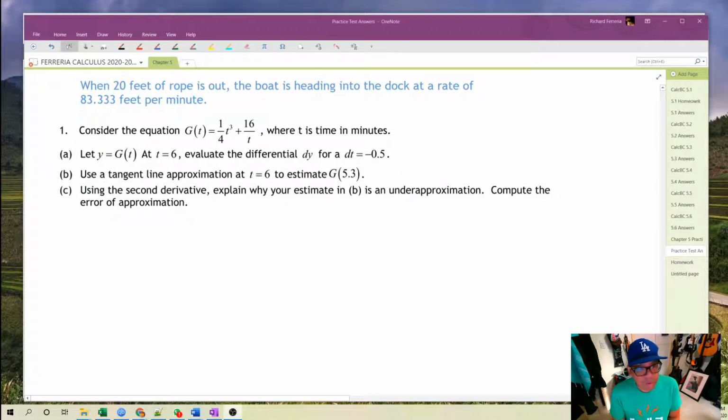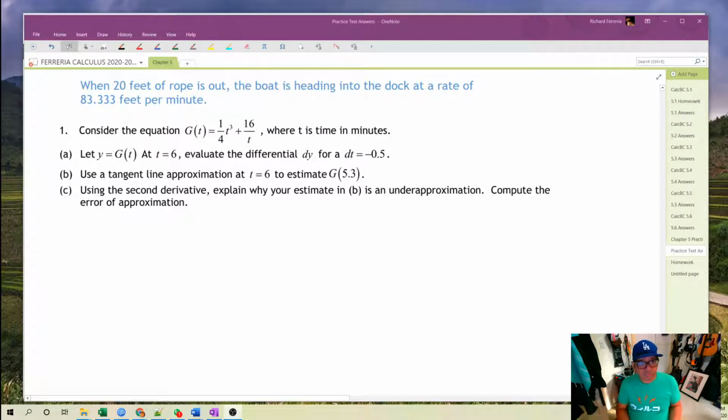So consider the equation g(t) equals 1/4 t cubed plus 16 over t, where t is time in minutes. Part A. Let y be g of t, and at t equals 6, evaluate the differential dy for a dt equal to negative 0.5.